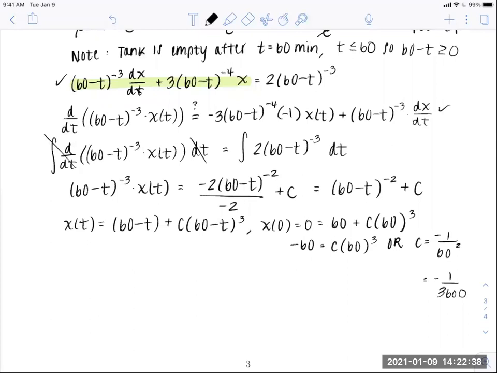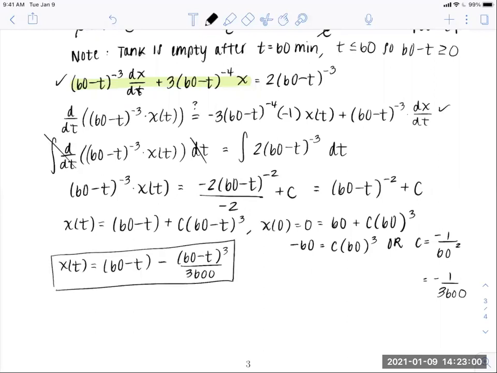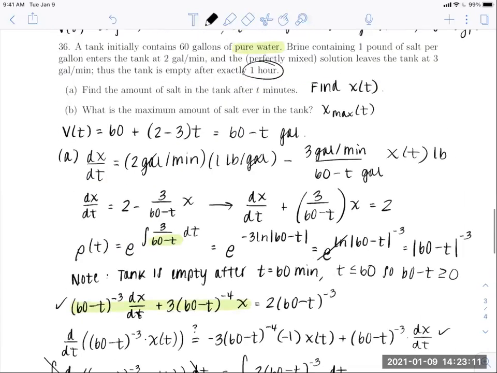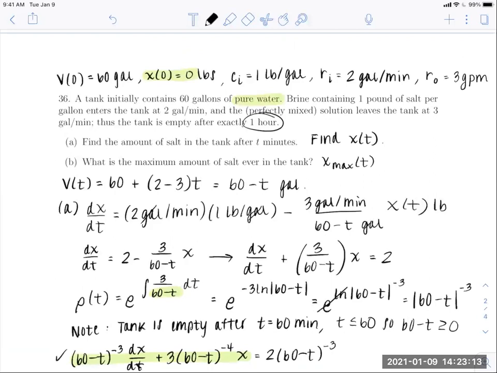And so we can now answer part A, that the amount of solute at any given time t is 60 minus t minus (60 minus t) cubed divided by 3600. All right. So here is x of t. That was part A. Let's scroll back up just to read what we were looking for in part B. What is the maximum amount of salt ever in the tank?